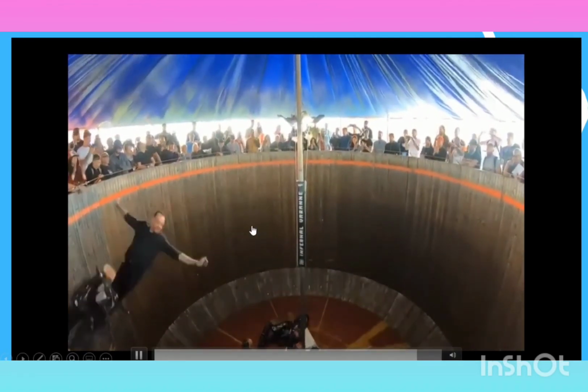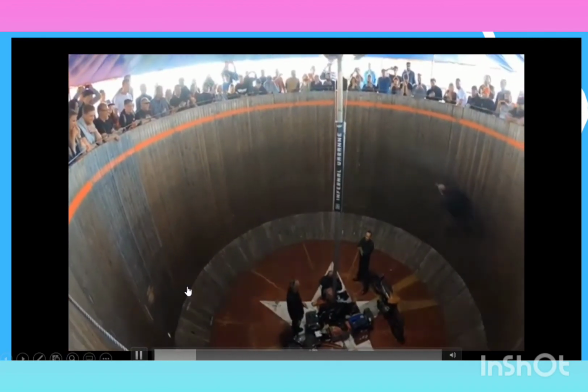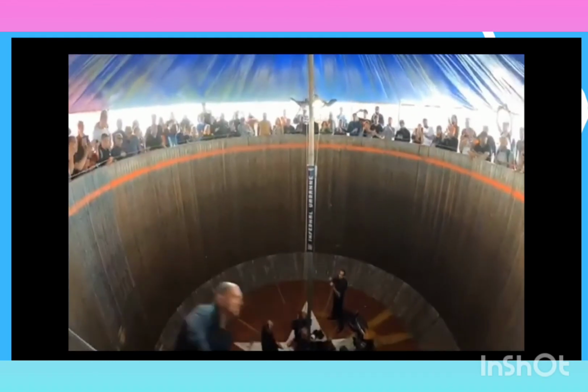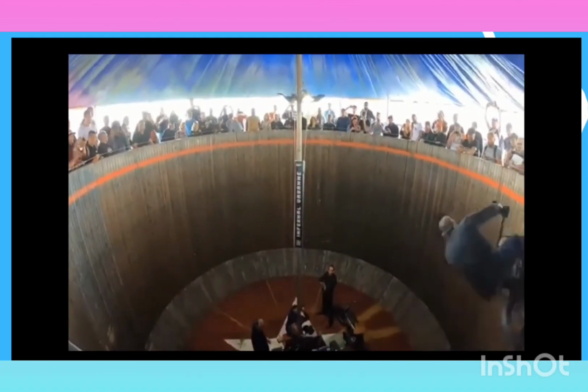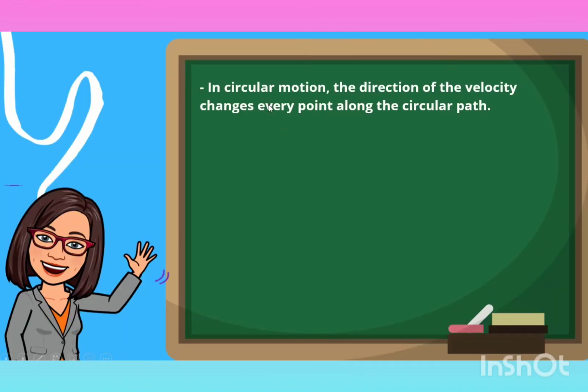So, the way that the student lifted the marble by moving the wine glass in a circular path or paikot ng mabilis at constant speed, hindi bumabagal, ganun din yung concept kung paano nakakapagpatakbo ng motorcycle itong daredevil na rider na ito into a cylinder. So, medyo delikado yan. In circular motion, the direction of the velocity changes every point along the circular path.